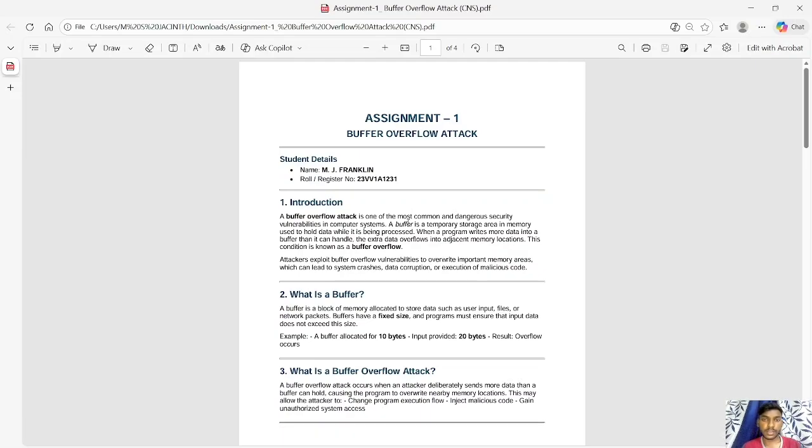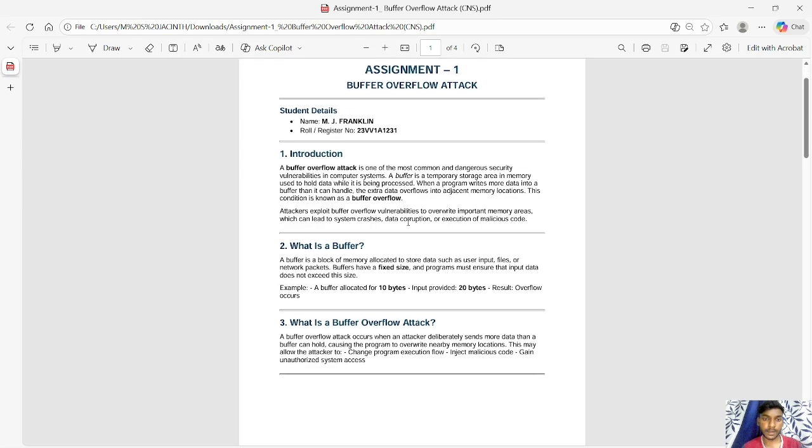Today we will discuss about buffer overflow attack. Basically, buffer overflow attack is one of the most common and dangerous security vulnerabilities in computer systems. A buffer is a temporary storage area in memory used to hold data while it is being processed. When a program writes more data into a buffer than it can handle, then extra data overflows into adjacent memory locations. This condition is known as buffer overflow. Attackers exploit buffer overflow vulnerabilities to overwrite important memory areas, which can lead to system crashes, data corruption, or execution of malicious code.